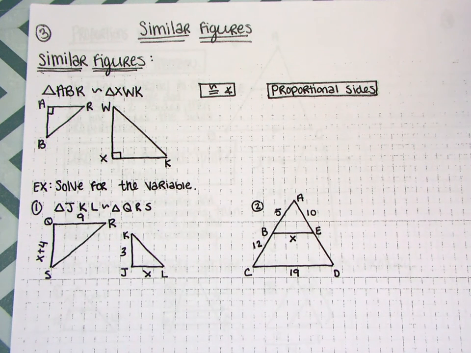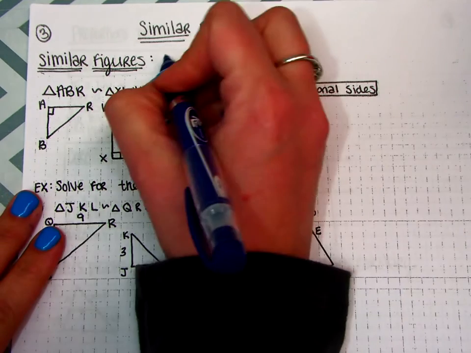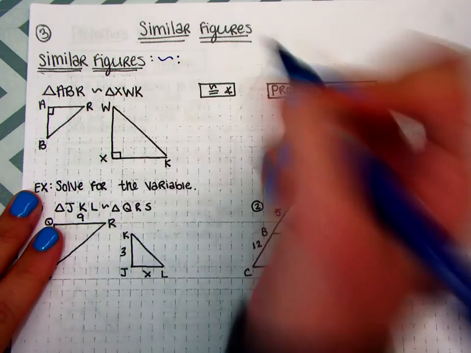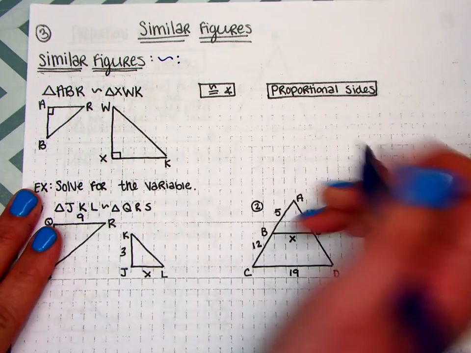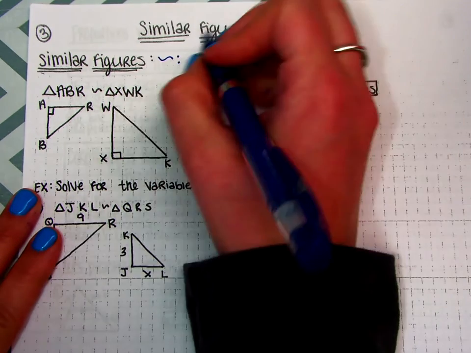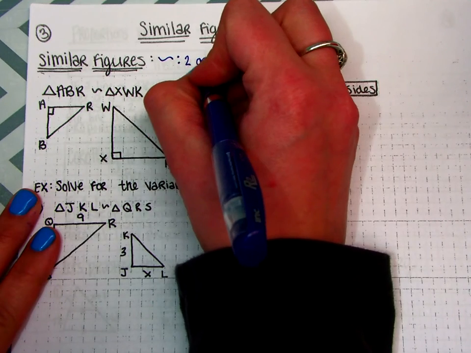Okay, so to continue on, we're going to be on page 3 of your notes for Unit 7, which is all about similar figures. So by definition, the symbol for similar looks like a little squiggle. It's kind of like the top of what a congruent sign looks like. It's just this part right here.